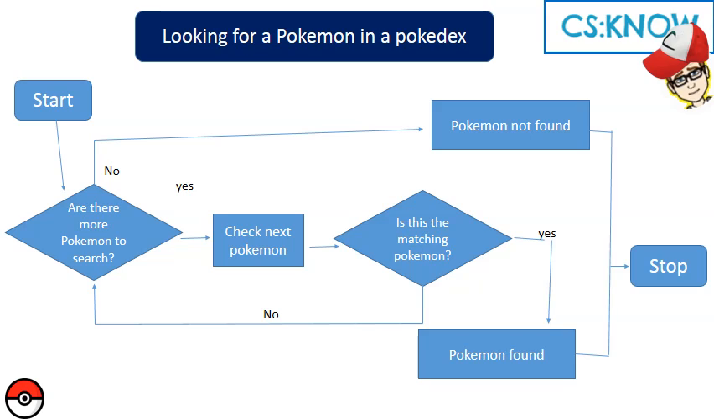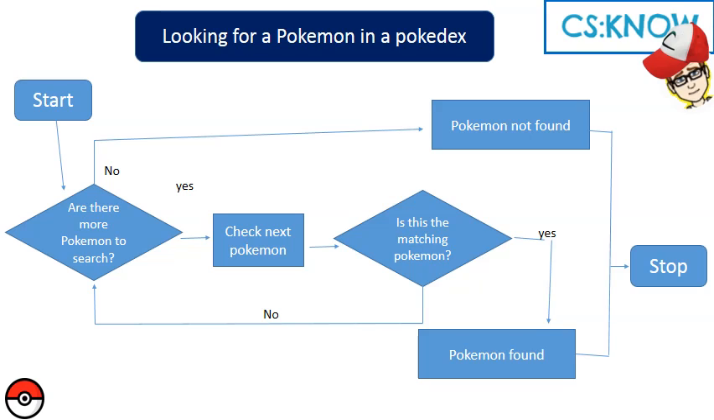It's finished. If it isn't the next one, it's going to go round in a loop. And it will check the next Pokemon. Is this it? No. Right, we'll check the next one. Is this it? No. And it goes round and round until it finds the Pokemon.